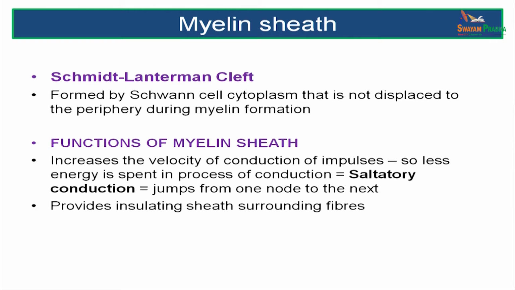Schmidt-Lanterman clefts, these are small amounts of cytoplasm or remnants that remain in the Schwann cells, and they are important for their nutritive function. What are the functions of a myelin sheath? The myelin sheath is important because it protects the neuron. It also provides the nodes and internodes, and this helps in a faster conduction called the saltatory conduction.